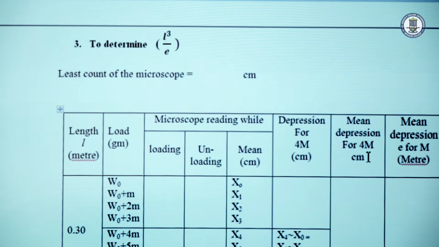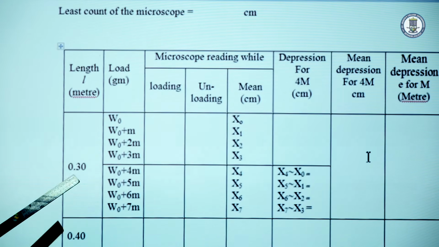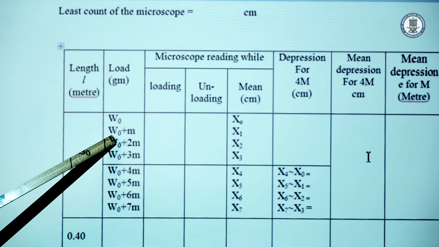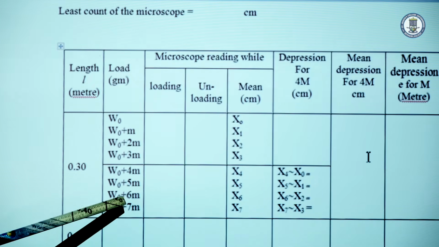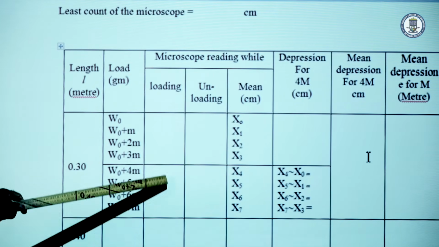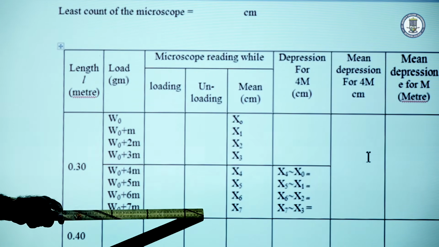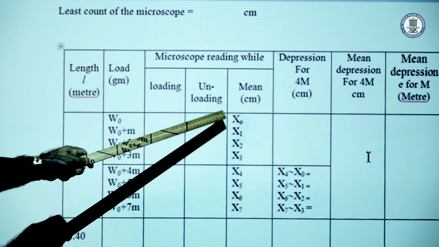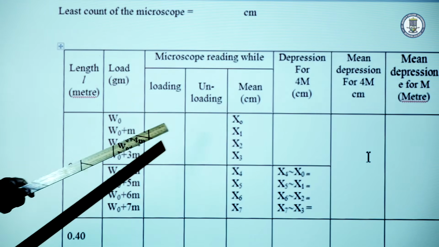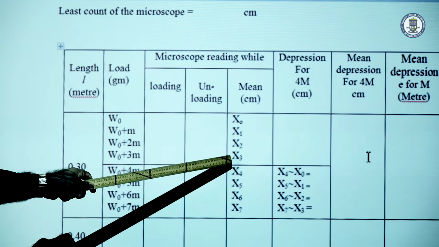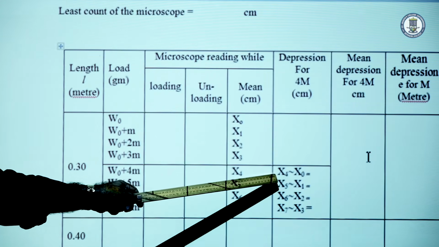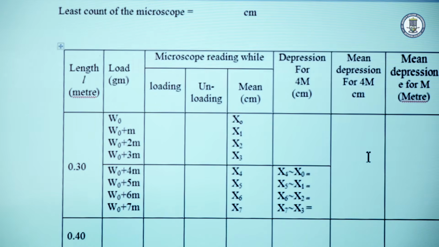To find the value of L cube by E, we are using a tabular column. Initially we fix the length, say 30 centimeter. Now the load is marked W0, W0 plus M, 2M, 3M, 4M up to 7M. For loading we take readings, for unloading we take readings. Then we calculate the reading corresponding to loading and unloading, that is marked as X0 for W0, X1 for W0 plus M, X2, X3, X4 up to X7. Then in the next column we calculate X4 minus X0, that is the reading corresponding to W0 plus 4M minus W0.